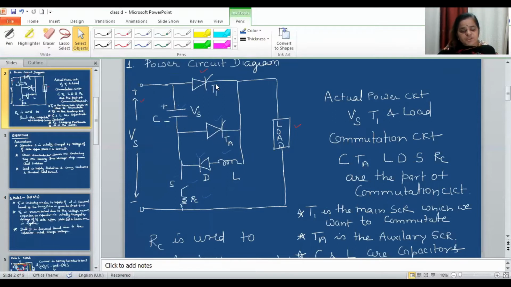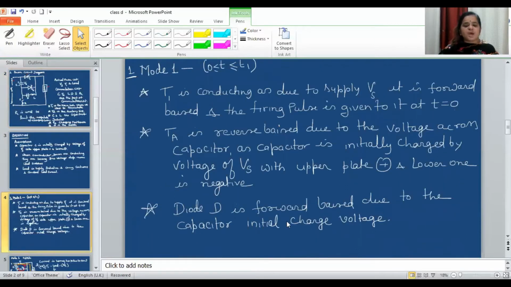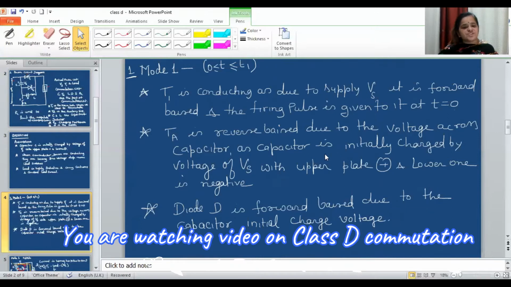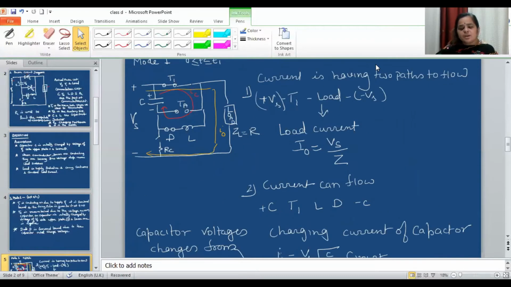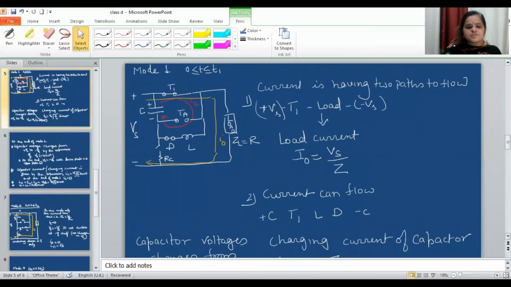Similarly, the capacitor voltage through the T1 short circuit appears across the diode also, but as a forward bias. So the diode is forward biased due to the capacitor's initial charge voltage, whereas TA is reverse biased. The complete operation of this commutation can be explained with the help of various modes. This is the first mode, called mode 1, which exists between 0 and t1. In mode 1, T1 is on and D is also on, so this will be the equivalent circuit.